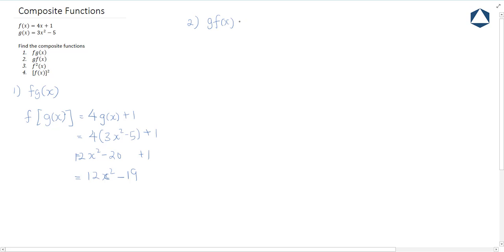For the second, this is g of f of x. In this case, we will treat f as an input to this function g. So of course, function f here is 4x plus 1, so that's g, bracket 4x plus 1. And function g here is 3x to the power of 2 minus 5. So you will take 3 and then bracket 4x plus 1 to the power of 2, minus 5. And then you expand the bracket. So we have 4x plus 1 times 4x plus 1, minus 5.